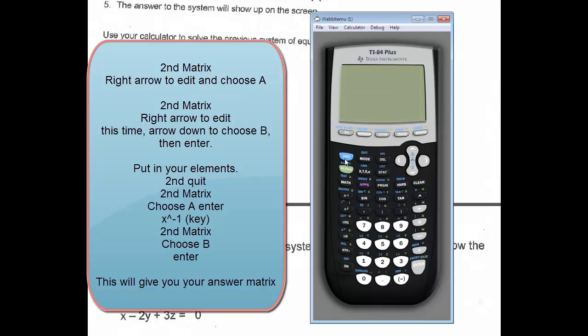Now the directions say to get your answer matrix, second matrix, choose A, inverse. Second matrix, choose B, enter. The answer matrix is -9, 12, and 6.